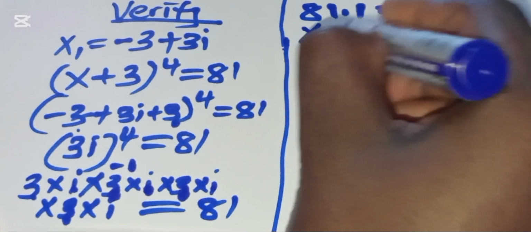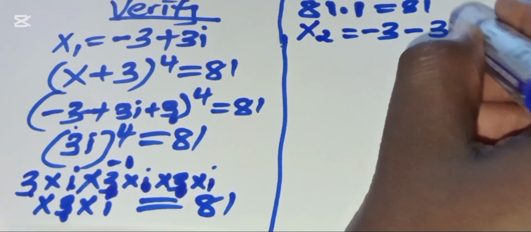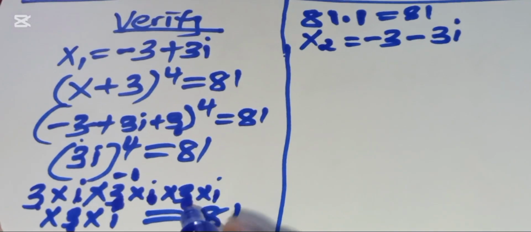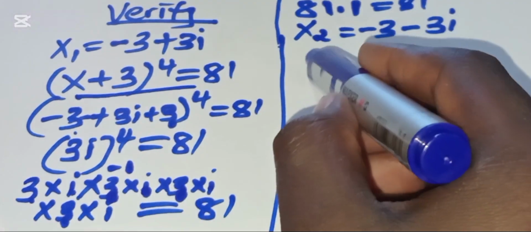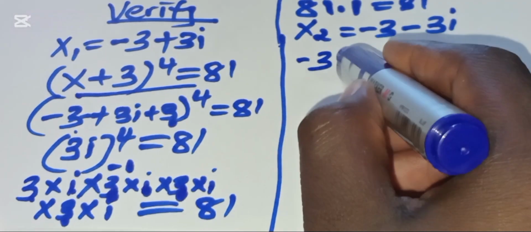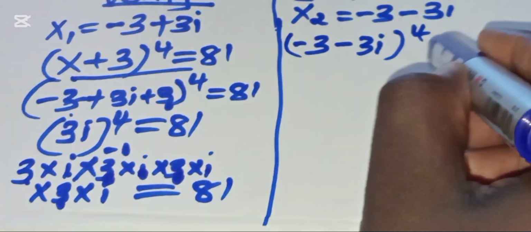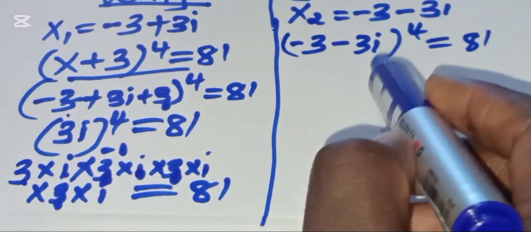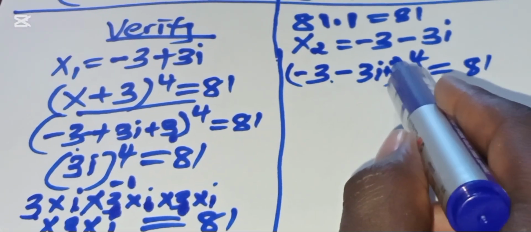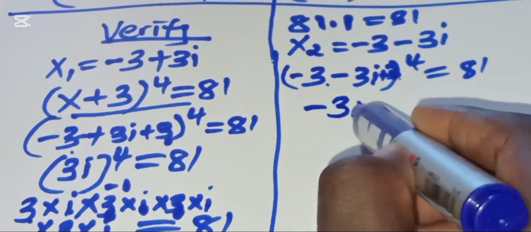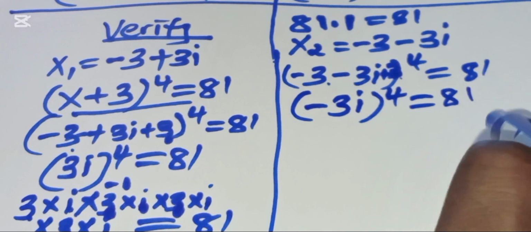Let's check x2. x2 is negative 3, subtract 3i. Now from what we have, we will substitute back into this equation. We're going to have negative 3 minus 3i plus 3, raised to power 4. This is supposed to give us 81. So this is negative 3 plus 3. We'll have negative 3i raised to power 4. This is supposed to give us 81.